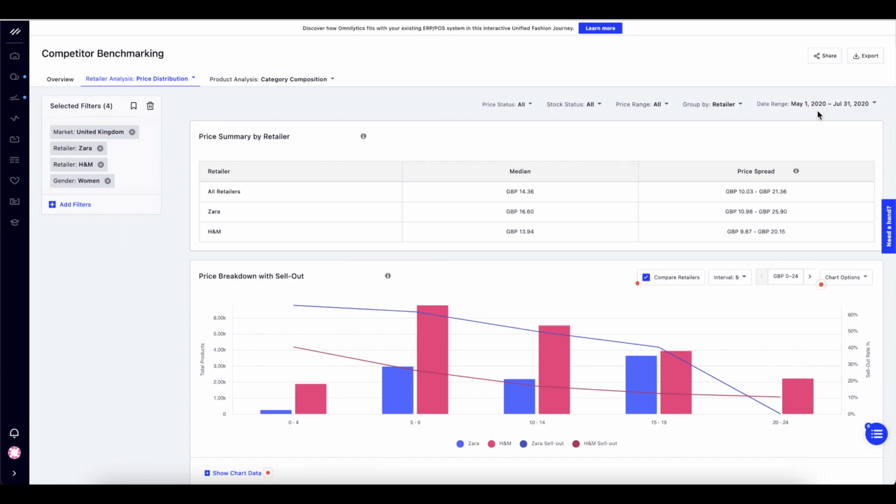The preset timeline is the past 3 months, and you may change this according to the preferred timeline. In this example, the timeline chosen is from the 1st May 2020 to July 31st, 2020.